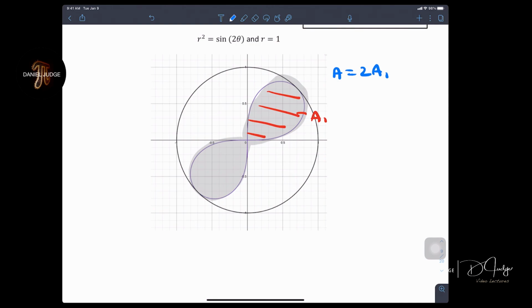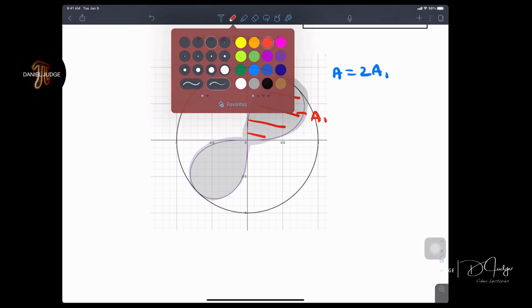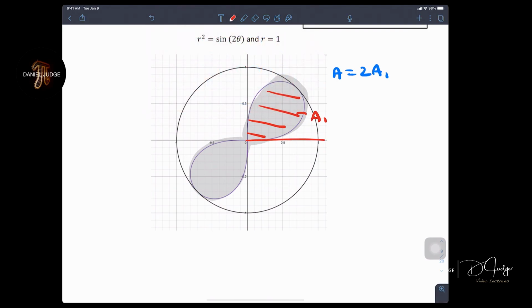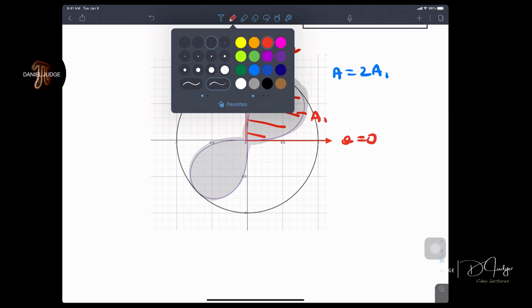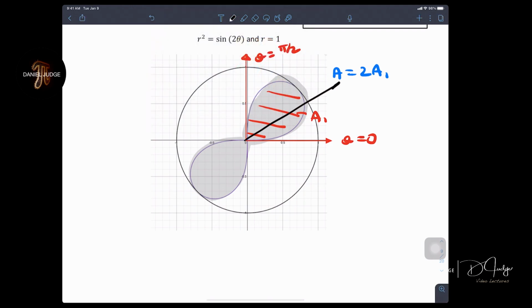Okay, and so the curve you see here now, this is in quadrant 1. Theta is 0. Rotate that to 90 degrees. Theta is pi over 2. And ladies and gentlemen, it's the purple curve. And the purple curve is r squared equals sine 2 theta. So if we just simply find this area and double it, we are done.